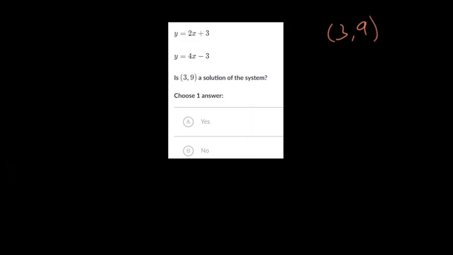So 3, 9 is what we're testing. So x is 3 and y is 9. So that's the substitution we're going to make into each of these equations. So let's start with the first one. I'll just call this number 1.